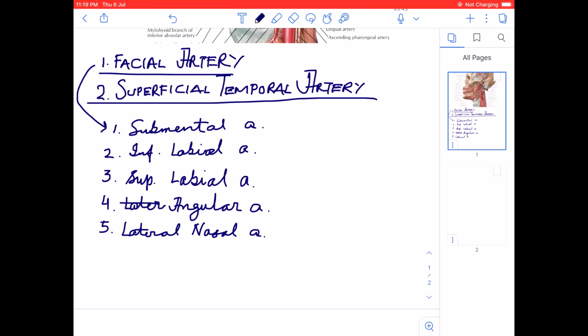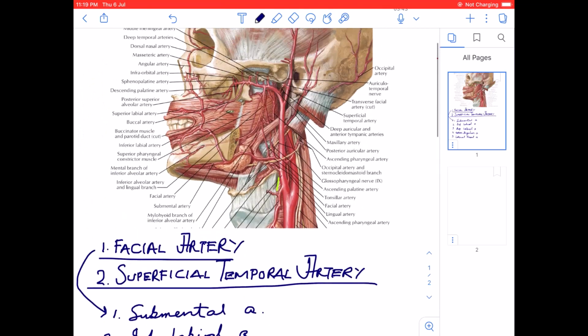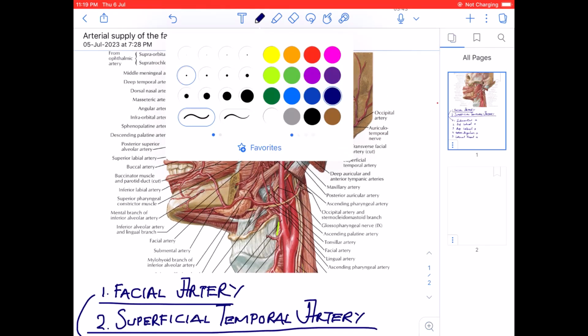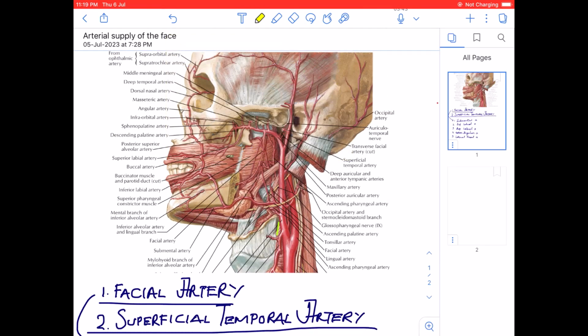The facial artery arises from the external carotid artery. Having arched upward and over the submandibular salivary gland, it curves around the inferior margin of the body of the mandible at the anterior border of the masseter muscle. It is here that the pulse can be easily felt.